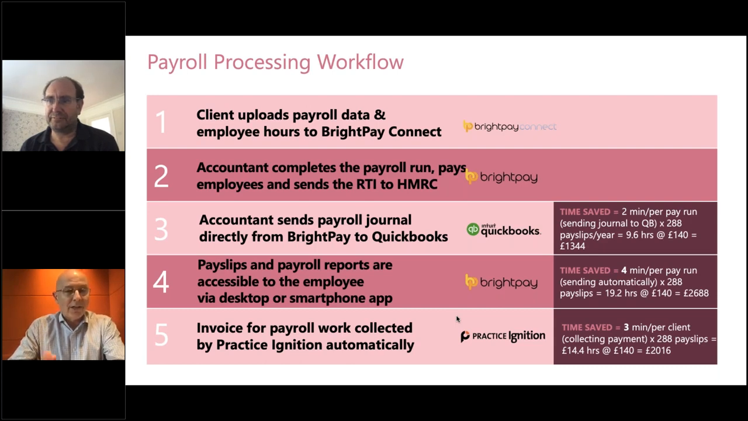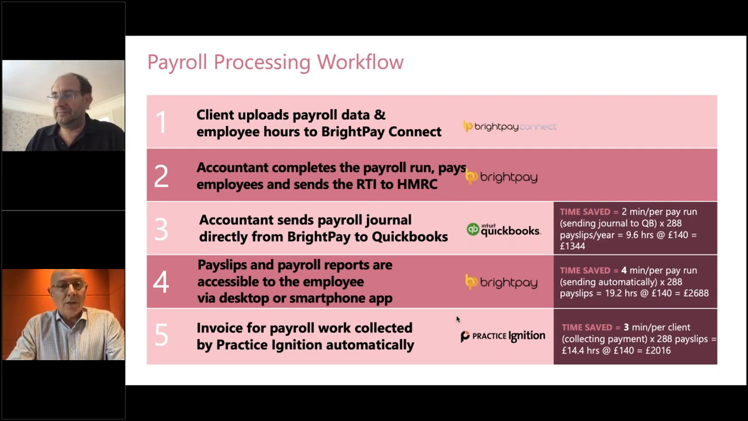BrightPay can also connect to a number of different systems by means of APIs. So once the payroll is finalized, you can send the RTI submissions directly to HMRC, send the pension files directly to various pension providers. And as for the example on screen, you can send the payroll journal directly from BrightPay to QuickBooks. So this step alone should save you about 2 minutes per pay run, which roughly equates to, say, 9.6 hours or over £1,300 saved in a year.